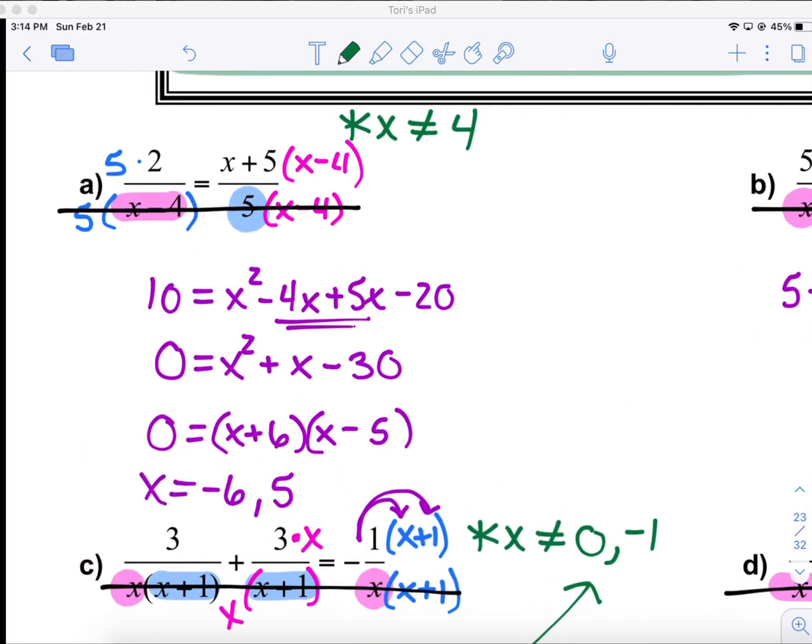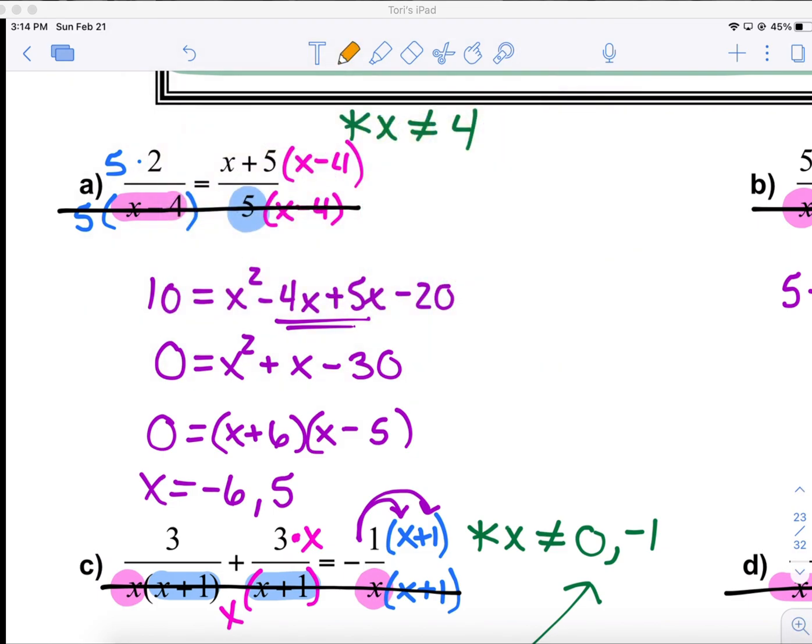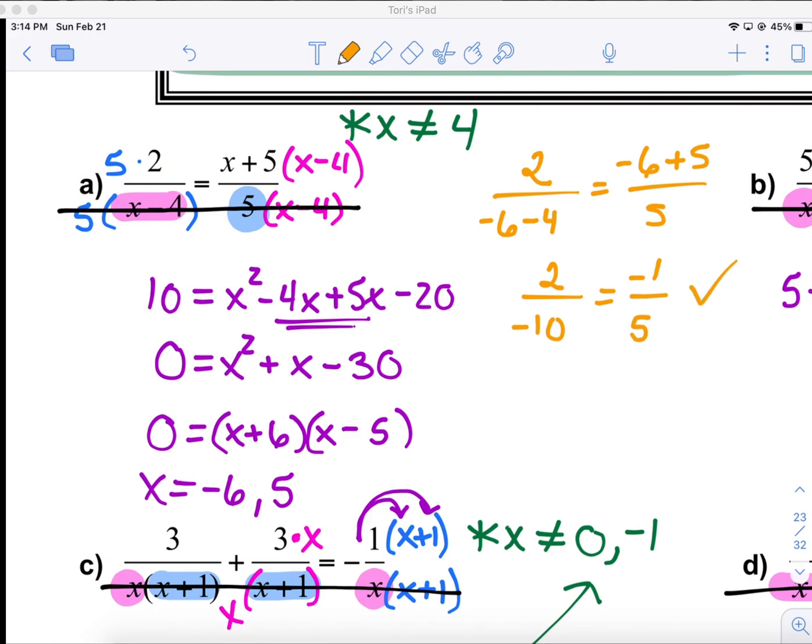So I'm going to go back and focus on the original equation, and I'm plugging them back in. Let me actually do this in orange, okay? All right, so my problem is 2 over x minus 4, so negative 6 minus 4, equals negative 6 plus 5 over 5. So I've got 2 over negative 10 equals negative 1 over 5. I would agree that those are equal.